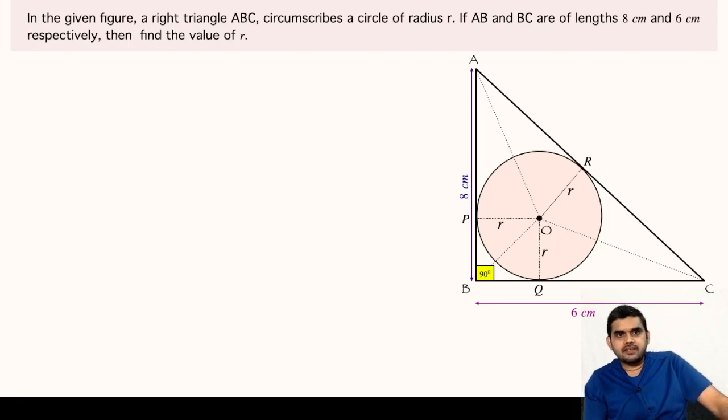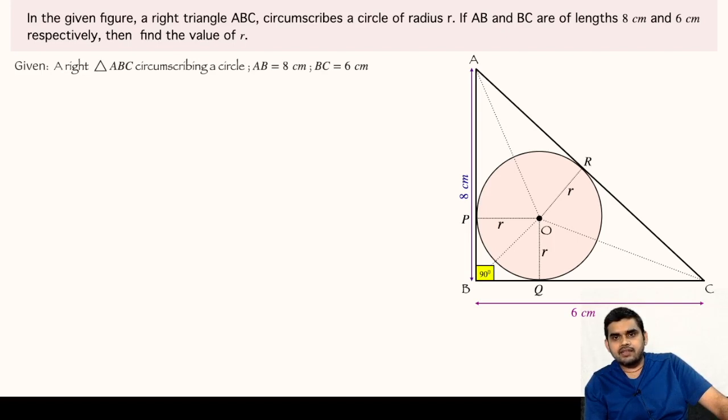So in the given figure, a right triangle ABC circumscribes a circle of radius r. If the measure of side AB is 8 cm and that of BC is 6 cm, then we have to find the radius of the circle. So here a right triangle circumscribing a circle is given where AB is 8 and BC is 6 cm, and our aim is to find the radius of this incircle.